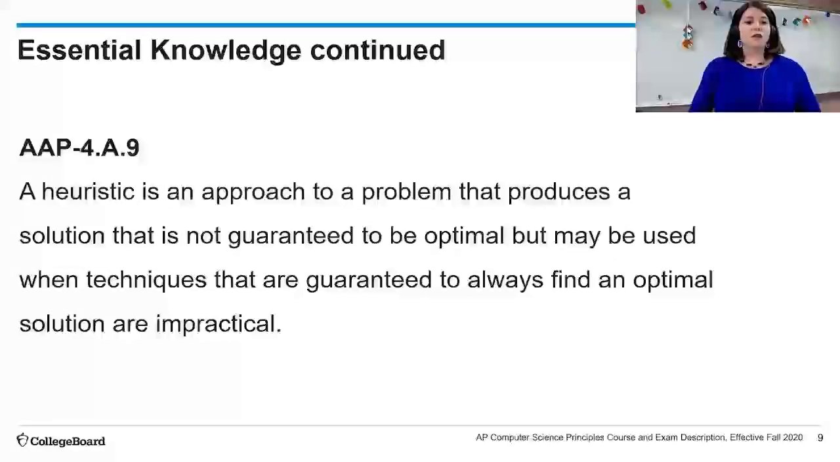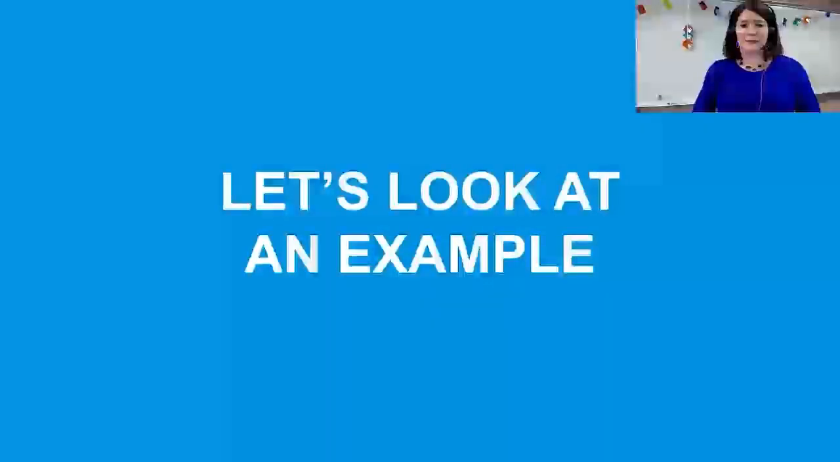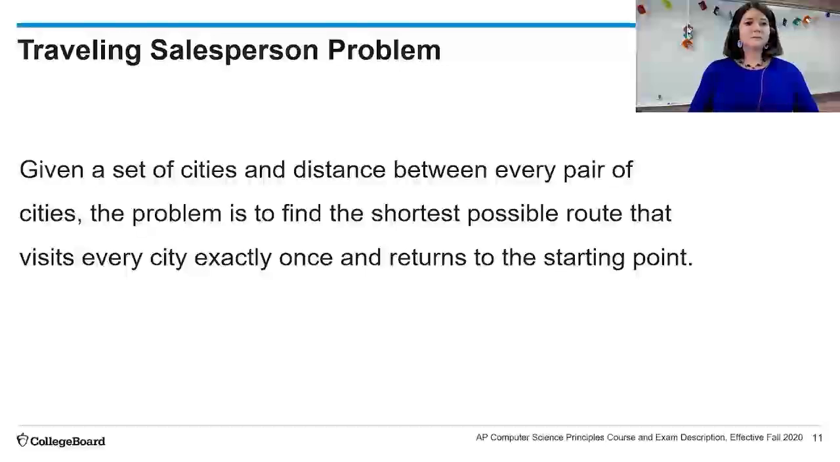So here you see a heuristic is an approach to a problem that produces a solution that is not guaranteed to be optimal. So we're going to talk about that as we look at some examples. We have a problem here called the traveling salesperson problem. The traveling salesperson problem is, given a set of cities and a distance between every pair of cities, the problem is to find the shortest possible route that visits every city exactly once and returns to the starting point.